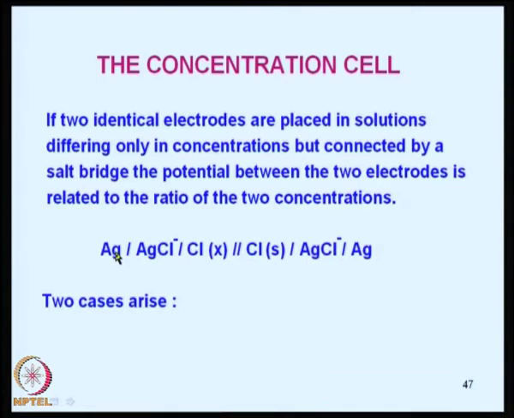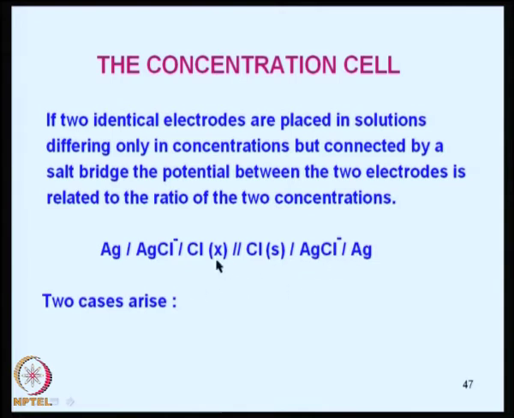In the previous cell discussions, we had put the same electrodes, but solutions of different concentrations. Now, I am putting it in the form of this expression: silver chloride, that is the electrode part, dipped in a chloride solution of unknown concentration x, and a chloride solution of known concentration, that is standard, again connected with the silver chloride silver electrode.